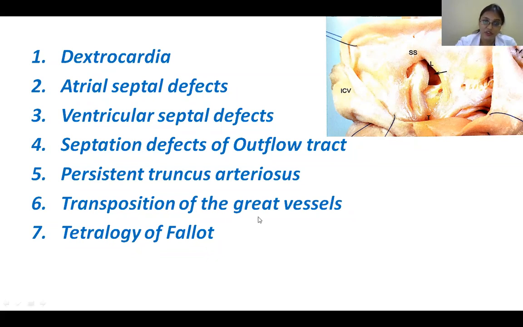Then transposition of great vessels is the same, which I told you. From the right ventricle, it will be the aorta. Then tetralogy of Fallot, which is an important short note in both your applied anatomy questions in the practical examination as well as in your theory. So that I will describe here.